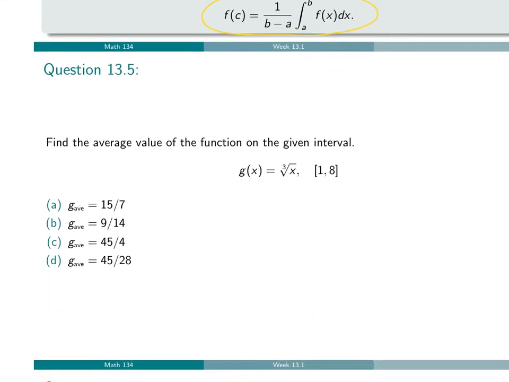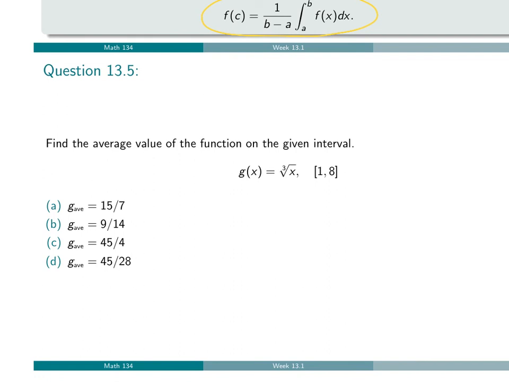Okay, let's see if we can find some average values of functions. All right, so our job is to find g sub av, the average value of g from 1 to 8. So the first thing that we do is we divide by 8 minus 1, multiplied by the integral from 1 to 8 of the function itself, which is x raised to the power 1/3, and we need to figure out what this number is.